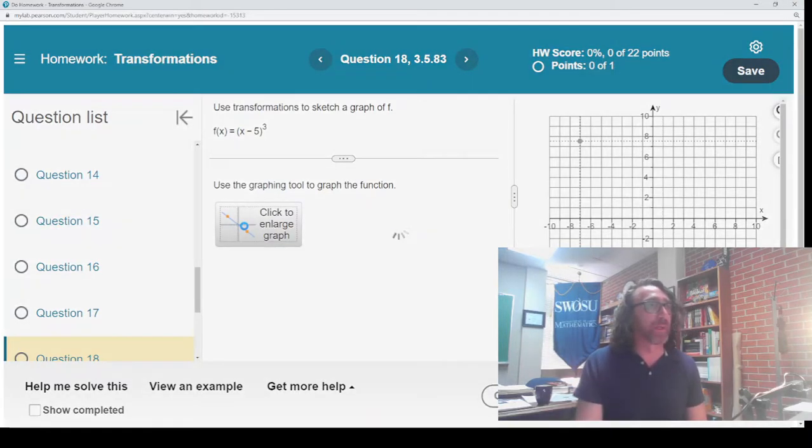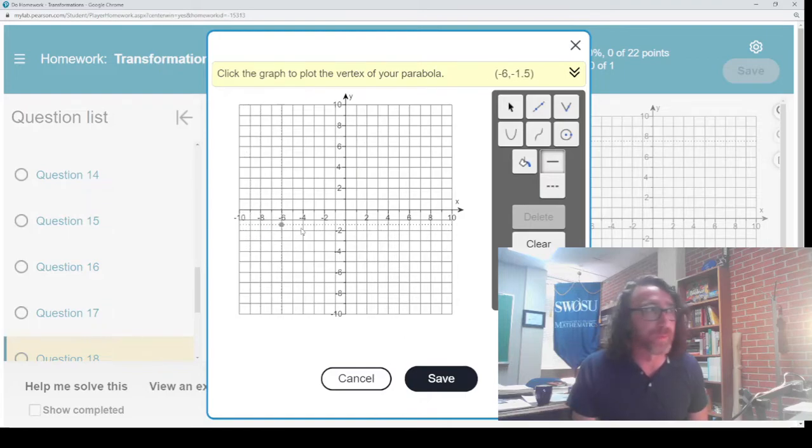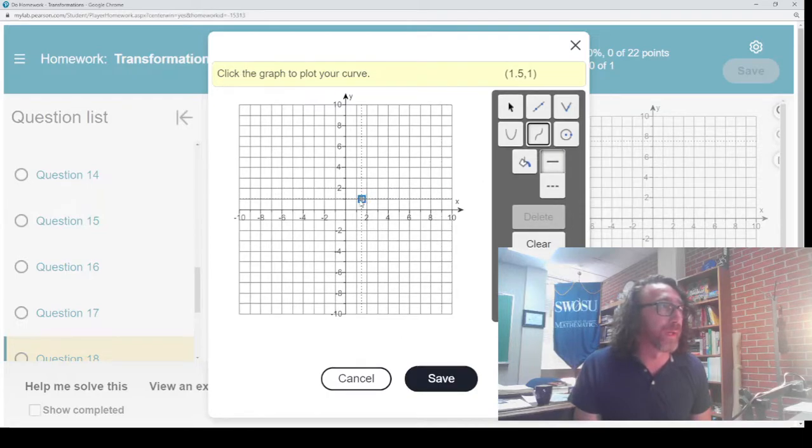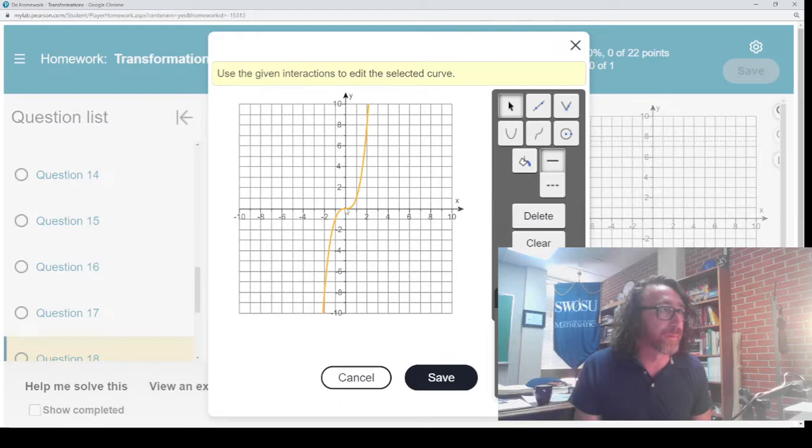Okay, and let's draw the graph. It pops up right there. It's asking us, when you're using this tool, you click the shape that you want. Okay, this is the cubing tool. And we decided we were going 5 units to the right, so it's there. Oh, okay. Vertical shift is 5 units to the right.